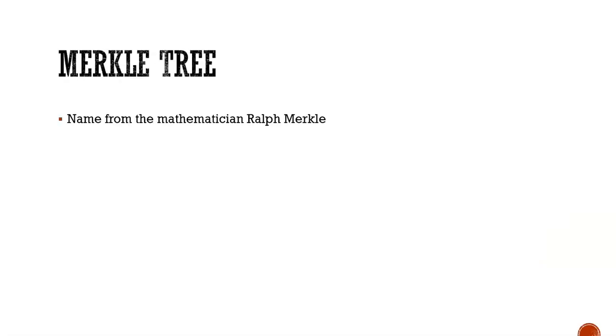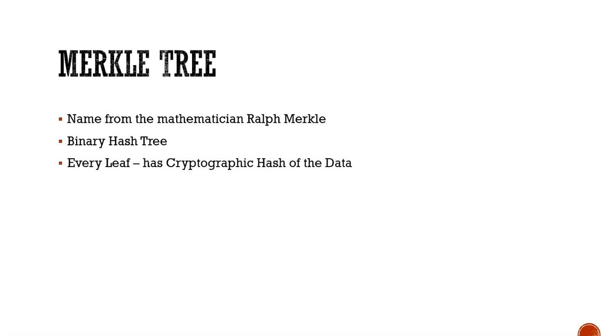Merkle tree has taken its name from the mathematician Ralph Merkle, and this is not just a new concept. Ralph Merkle patented the idea of Merkle tree in the year 1979, and later this idea was taken into the building of blockchain technology. It's just a binary hash tree. We learned about hashing in the last video, and in a few minutes, we'll learn how this works.